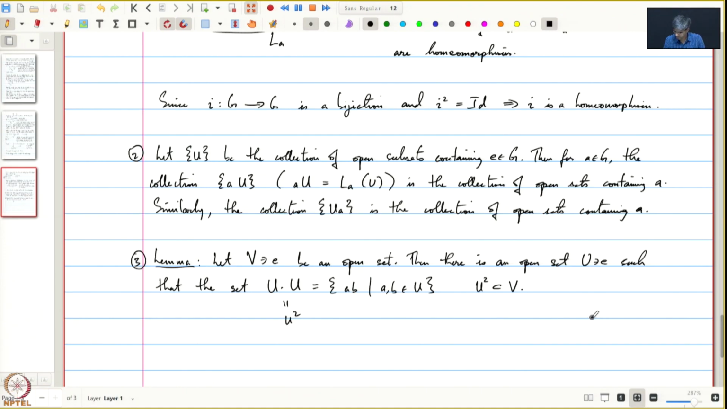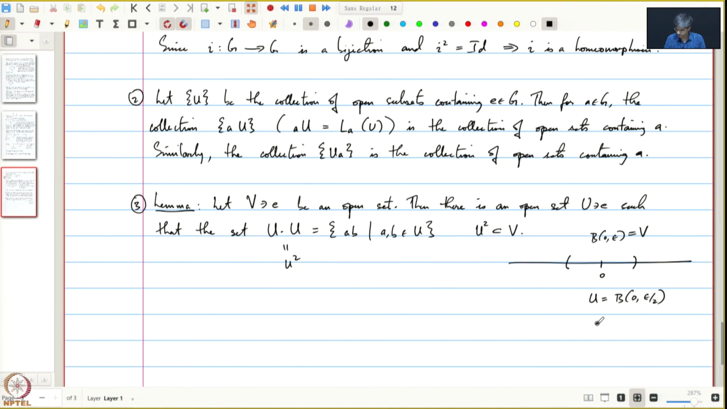So for instance, if we take the real line under addition, and we take a neighborhood of 0, so if we take an open subset which contains 0, so let's say B(0, epsilon), this V, then we can take U to be B(0, epsilon/2). The multiplication over here is just the addition. So if you take any x, y in U, then clearly x plus y is in V.